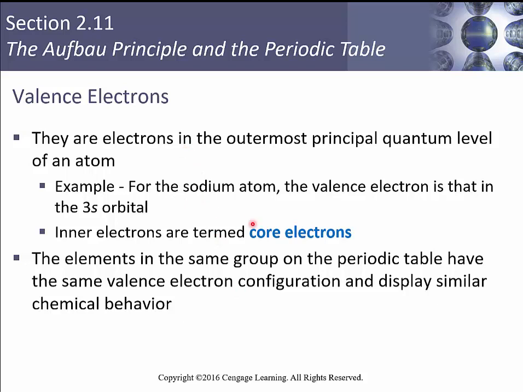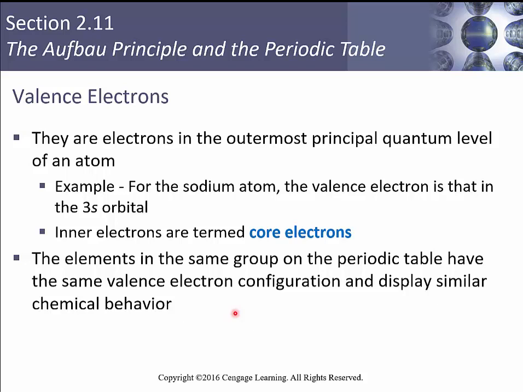The inner electrons are termed core or inner shell electrons. They don't do too much. They're there. They're not going to move. Right? It's the ones on the outside, our valence electrons, or outermost electrons, that are going to be doing all the interesting stuff. The elements in the same group on the periodic table have the same valence electron configuration, and so therefore display similar chemical behavior.